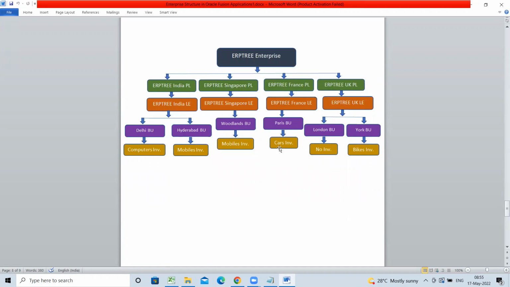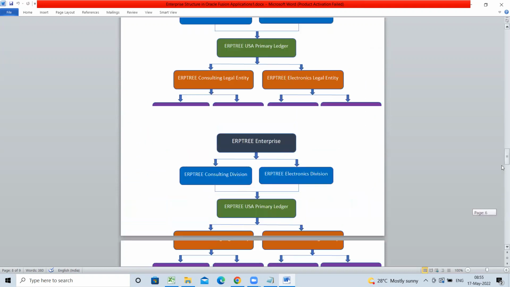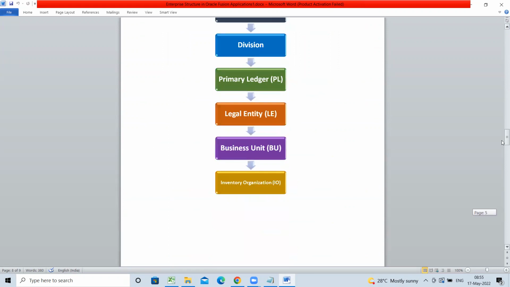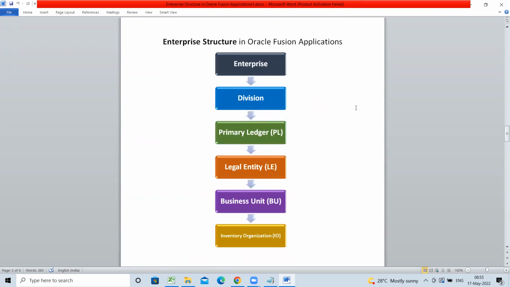Without division, this is how the enterprise structure looks: you have the enterprise, no divisions, so directly primary ledgers, under primary ledgers legal entities, under legal entities business units, and then inventory organizations. But when you explain the enterprise structure in Fusion, you should include division, though that is optional. Maximum, no client is using the division concept because there is no great value addition. But as an enterprise structure, you should remember this standard hierarchy. This is fixed. When you create all these in Fusion applications, the hierarchy is established by the system automatically.